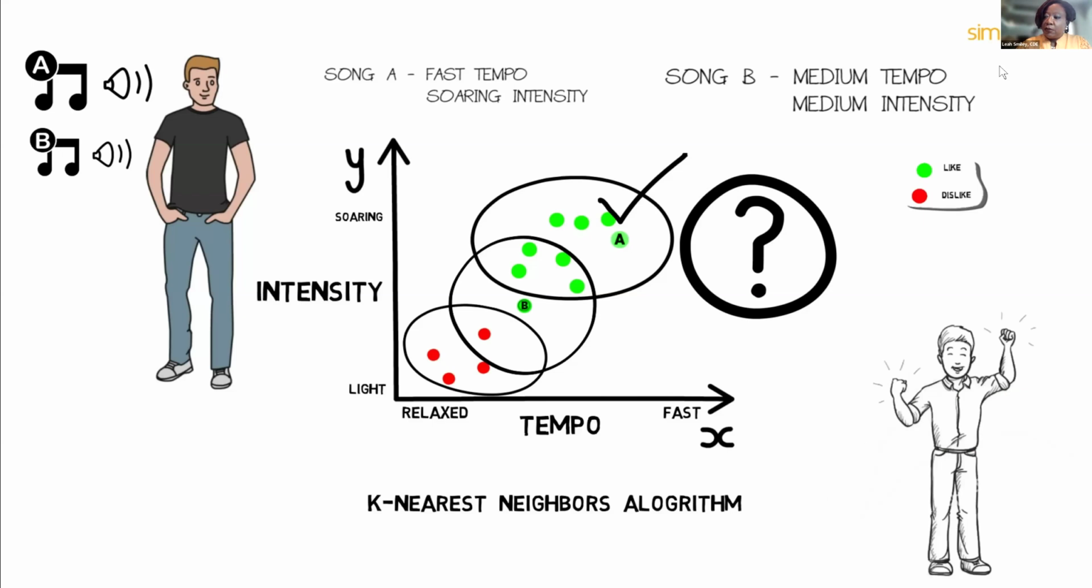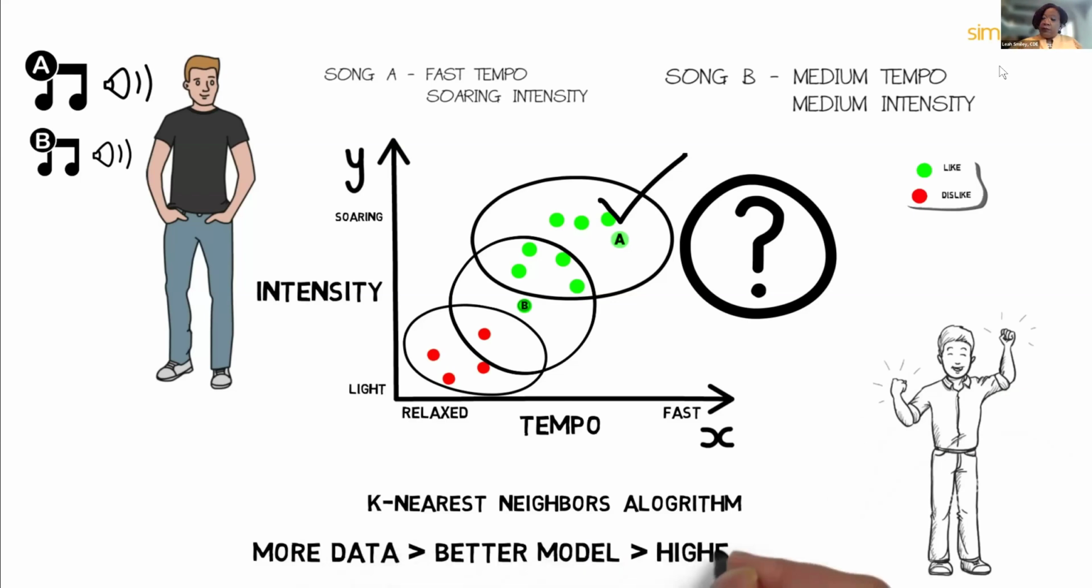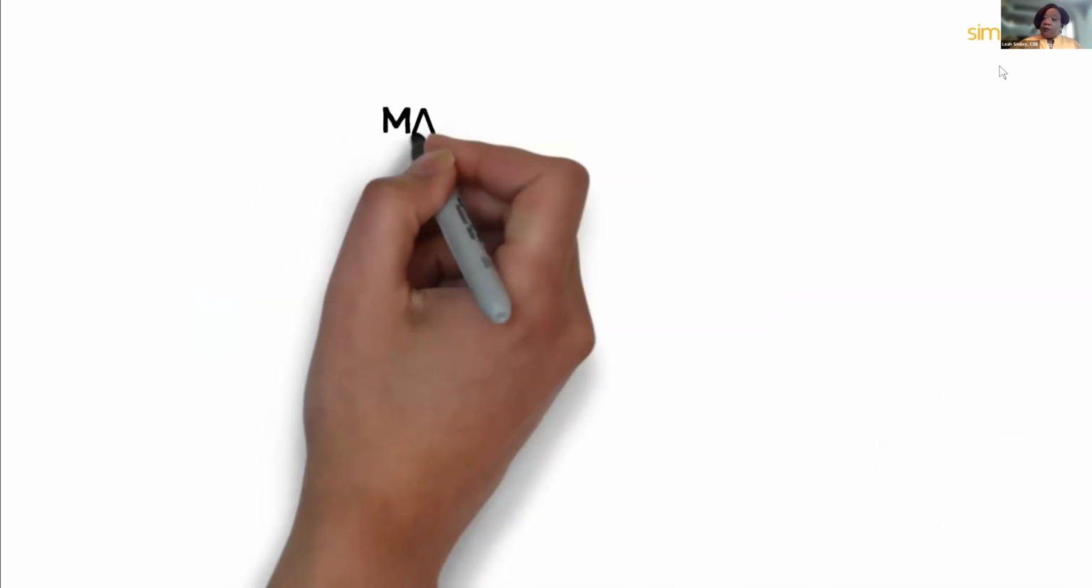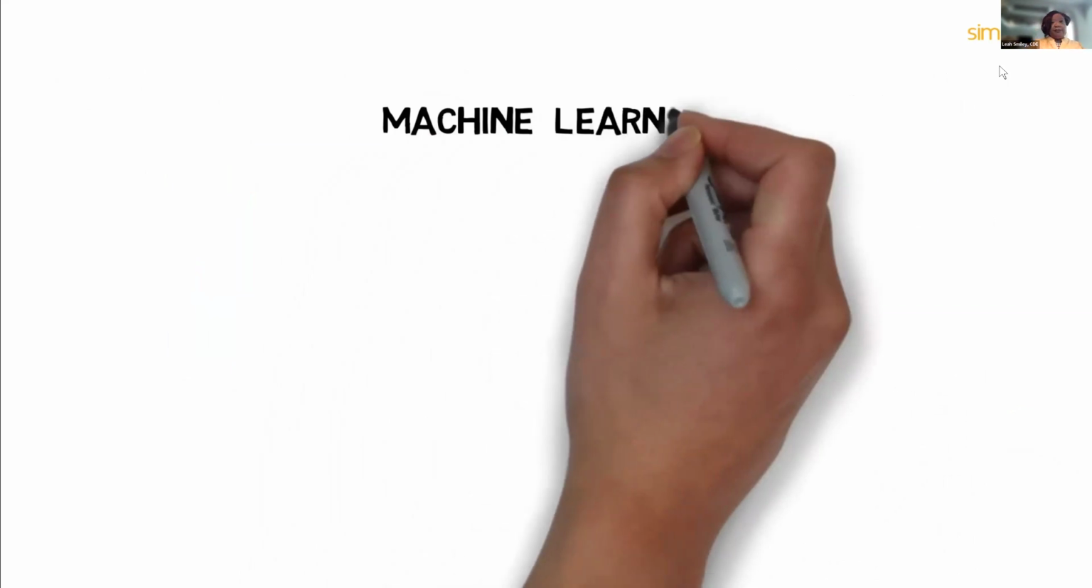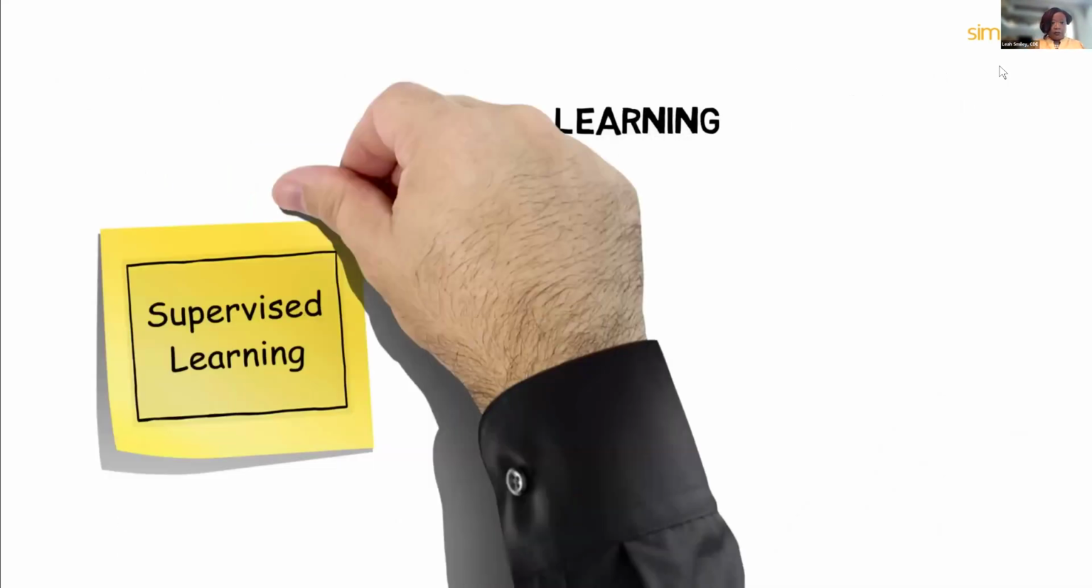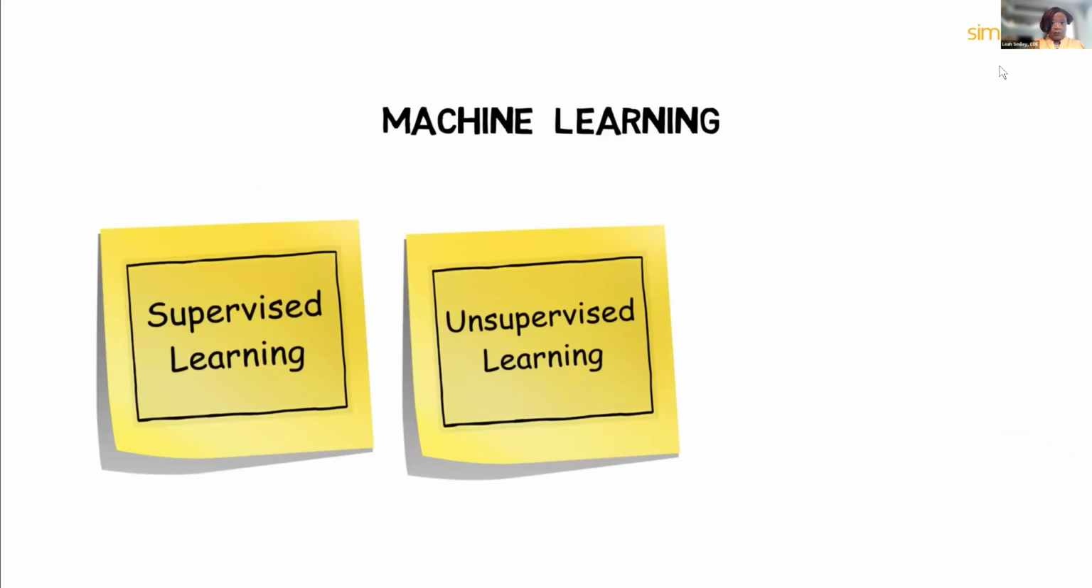But what happens when the choices become complicated, as in the case of Song B? That's when machine learning comes in. It learns the data, builds the prediction model, and when the new data point comes in, it can easily predict for it. More the data, better the model, higher will be the accuracy. There are many ways in which the machine learns. It could be either supervised learning, unsupervised learning, or reinforcement learning.